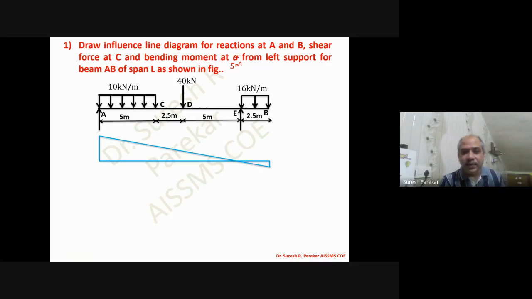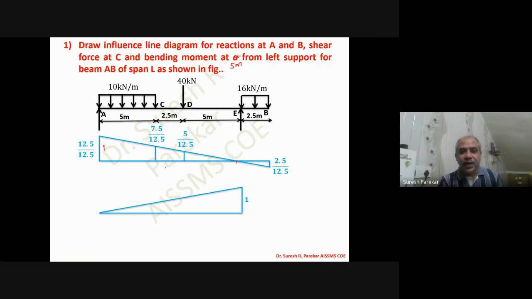Here, in the same way, this value is 12.5 by 12.5, because this value is always 1. At that reaction we have 1, and accordingly we have to plot the other values. We have to measure the distance from the zero height. From E, I have this distance as 7.5, so 7.5 upon 12.5. We use similar triangles over here. So here we have 5 by 12.5, and at B we have 2.5 by 12.5. So this is my ILD for reaction at A.